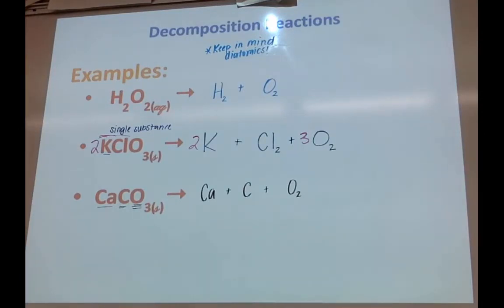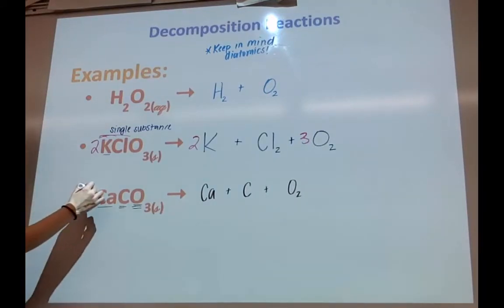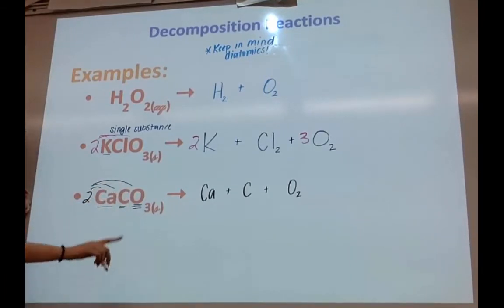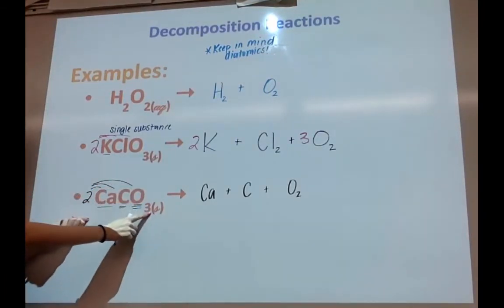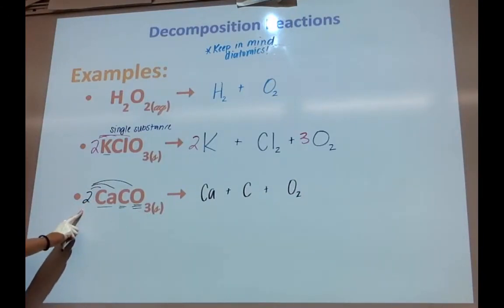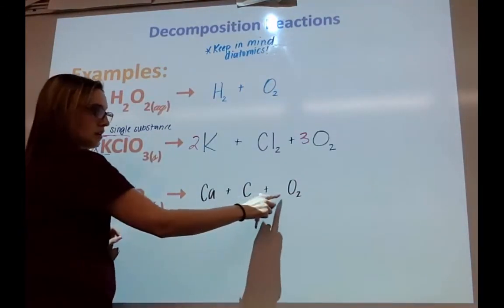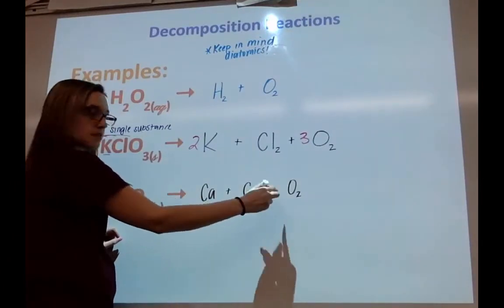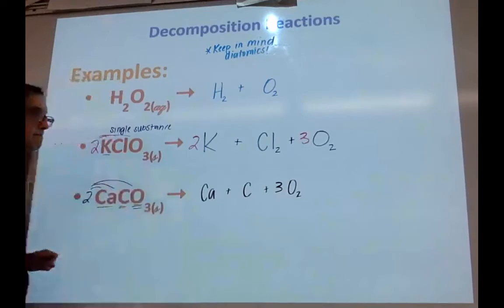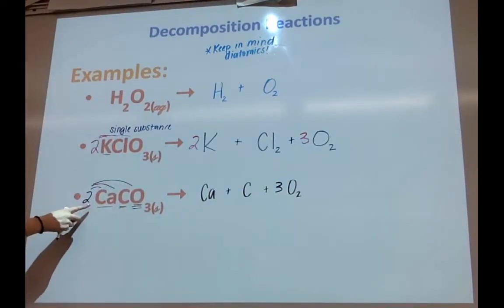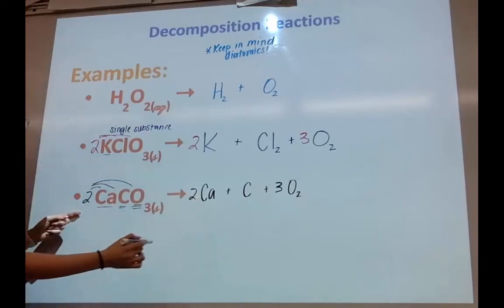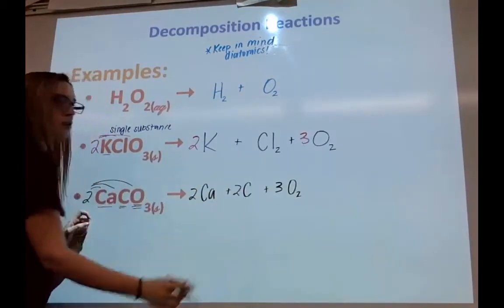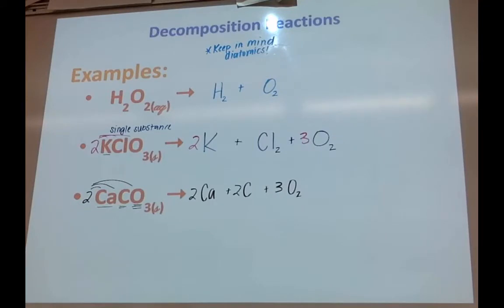Remember, when you have an odd number, 3 is an odd number, put a 2 in front as the coefficient. That's going to make it even. So now if you look, this 2 goes to everything. Since I was working with oxygens, I'll just focus on that right now. 3 times 2 is 6. Now we have 6 oxygens. What can I put in front of this to equal 6? 3. Now check everything else. 2 calciums now. I need 2 calciums, 2 carbons, 2 carbons. So now that's balanced.